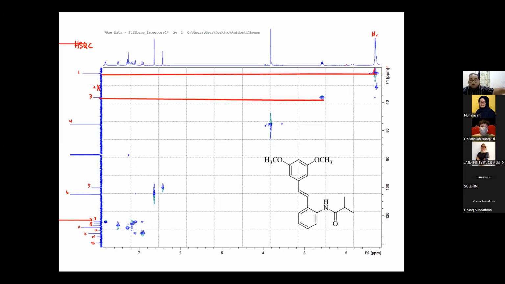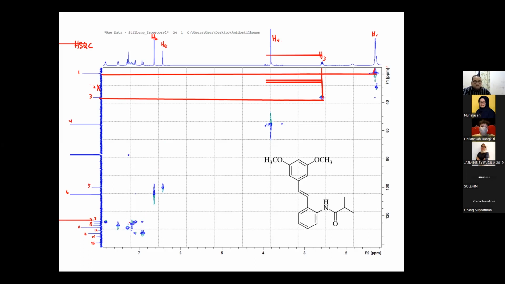Actually, it's going up. And after that, it's proton number 3, H3. Do this for all the carbon and proton correlations. This one is H4. This one is H5. This one is H6. And this is very tricky here, because you have to expand.